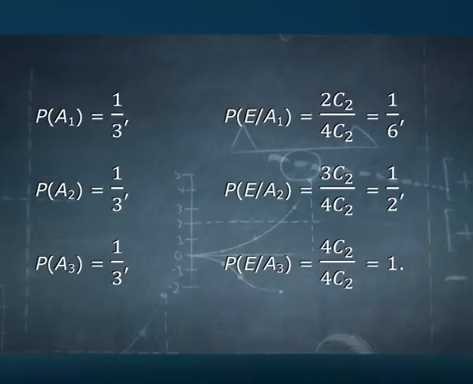Probability of A1 is given as 1 by 3. Probability of E given A1 is 2C2 by 4C2, which is equal to 1 by 6. Probability of A2 is also 1 by 3. We know the probability of E given A2 will be 3C2 divided by 4C2, that is equal to 1 by 2. Probability of A3 is also 1 by 3, and we have calculated probability of E given A3 will be 4C2 divided by 4C2, which is equal to 1.